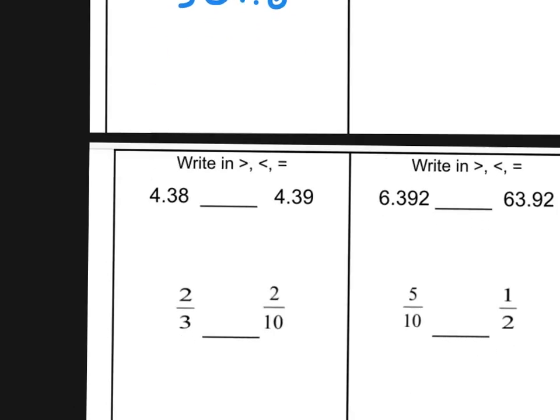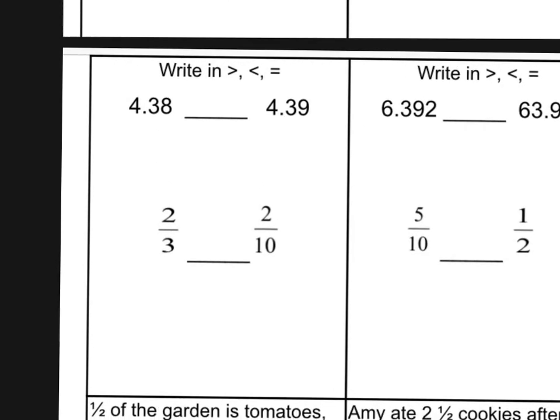On to the back side, it says write greater than, less than, or equal to. So these are called inequalities. They're both out of 4 wholes, but this 38 hundredths is 39 hundredths. So 39 hundredths will be greater than 38 hundredths.